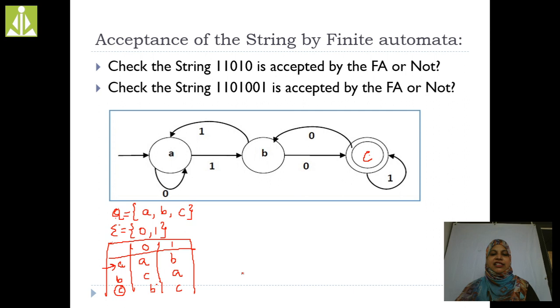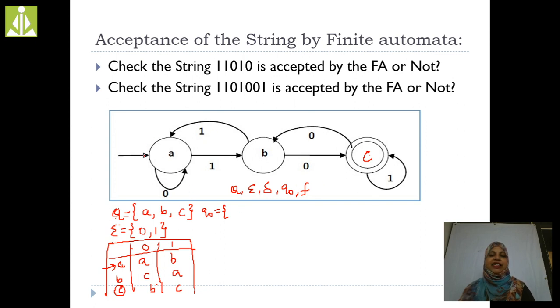Next, which one is the initial state? Q naught. In a DFA, what are the tuples? Q, sigma, delta, Q naught, F. We have to define these five while we perform operations on the DFA. Q is A, B, C. Sigma is 0, 1. Delta is the transition function; by seeing the transition diagram, I am drawing this transition table. Next, Q naught is the initial state.